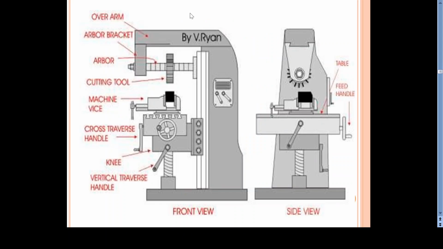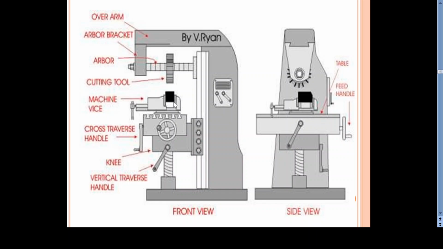Here you can see the figure of a horizontal milling machine. This is the side view and this is the front view. In the side view you can see this is the overarm, this is the arbor, and this is the milling cutter. The milling cutter is inserted in the arbor, and by using spacers and a nut it is firmly held in this arbor. The arbor is rotated by the spindle inside this machine, and all the driving mechanism is inside the column.